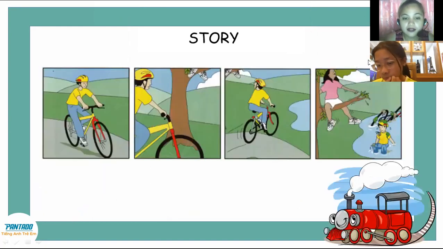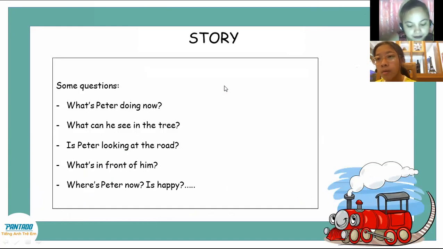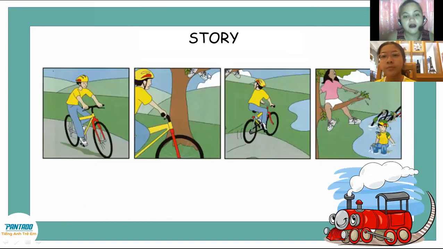Okay, so now look at the picture, Laura. There are four different pictures, okay? Now, this is a story, okay? Look at the pictures very carefully and then tell a story about it. Okay, start with the first one.